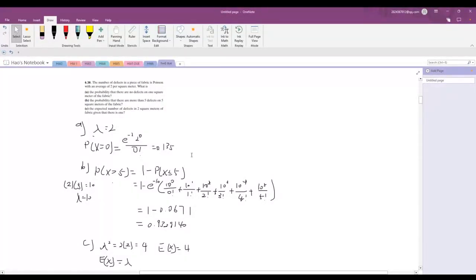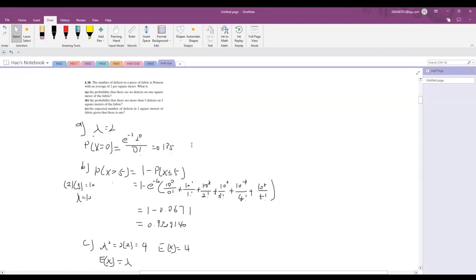Question 38. The number of defects in a piece of fabric is Poisson with an average of 2 per square meter. What is A, the probability that there are no defects on 1 square meter of the fabric? From the question, we got that lambda will be 2. Then we solve for x equals 0. Plug into the formula, we get 0.135.